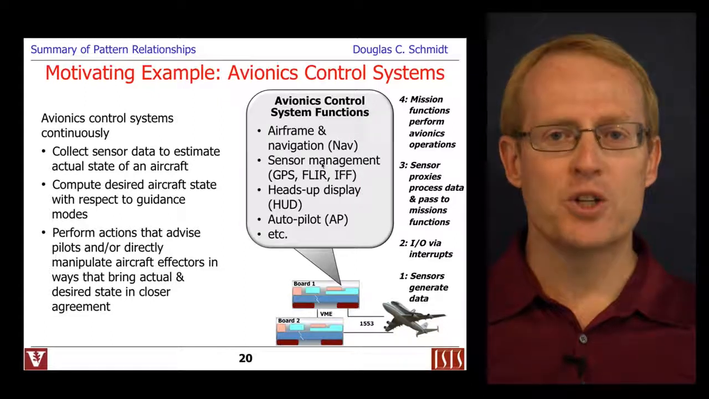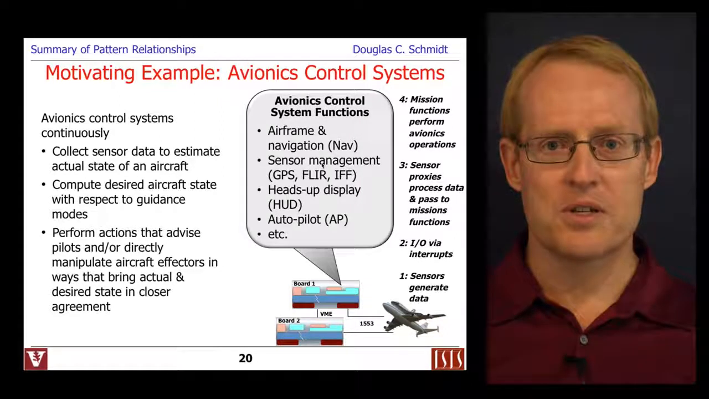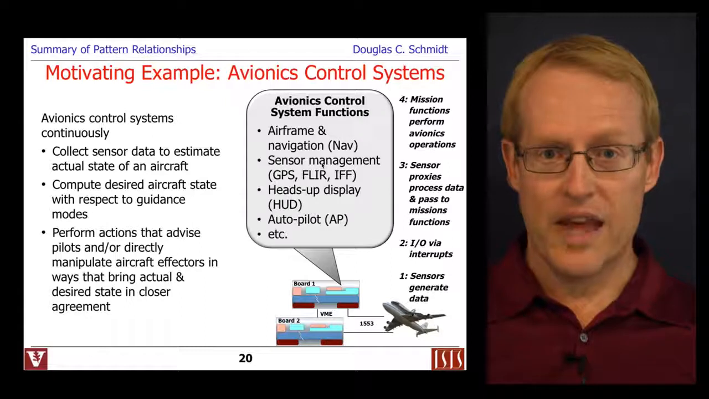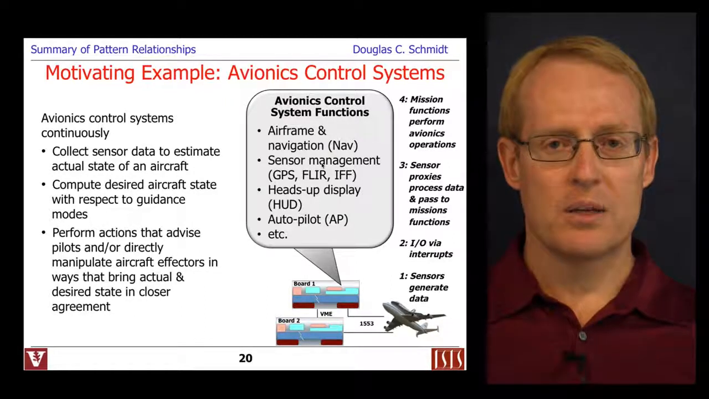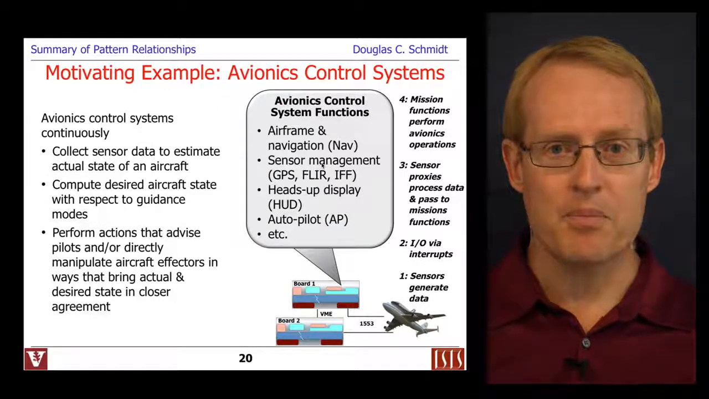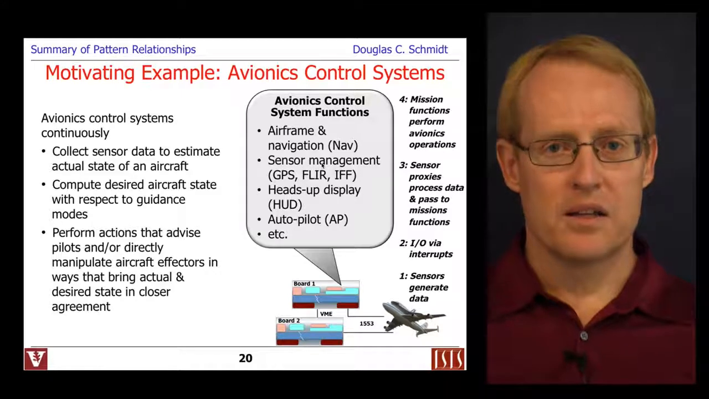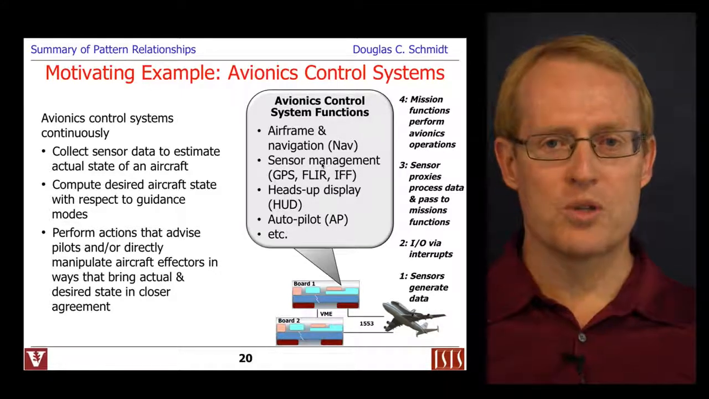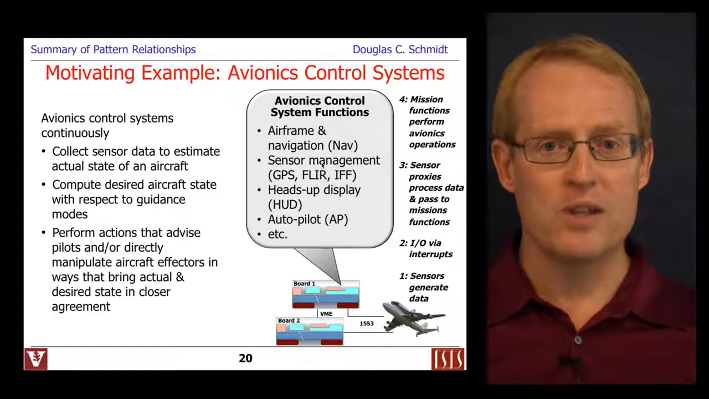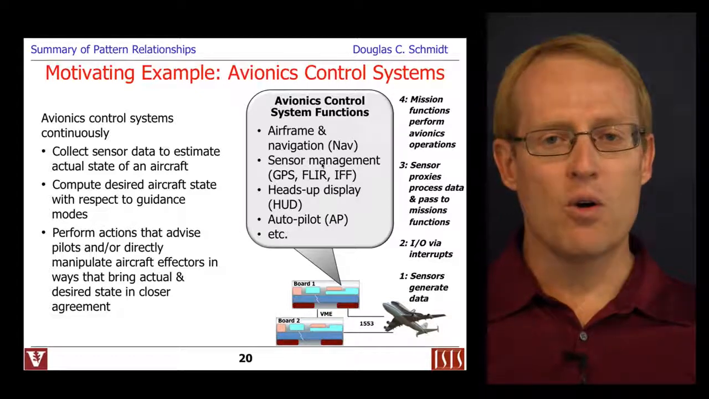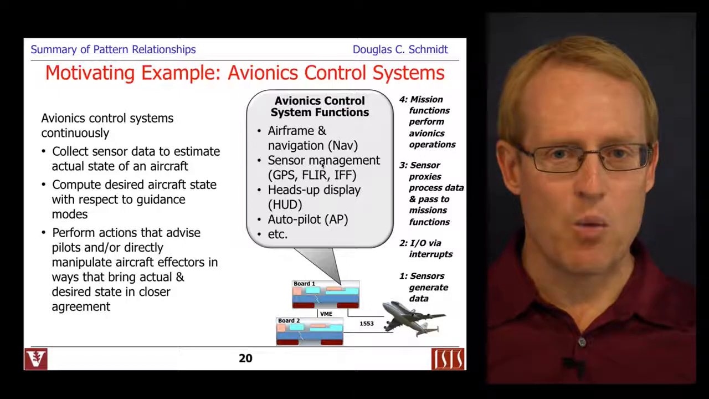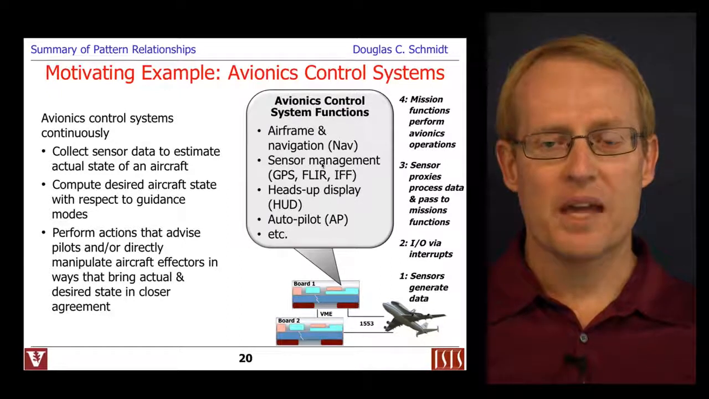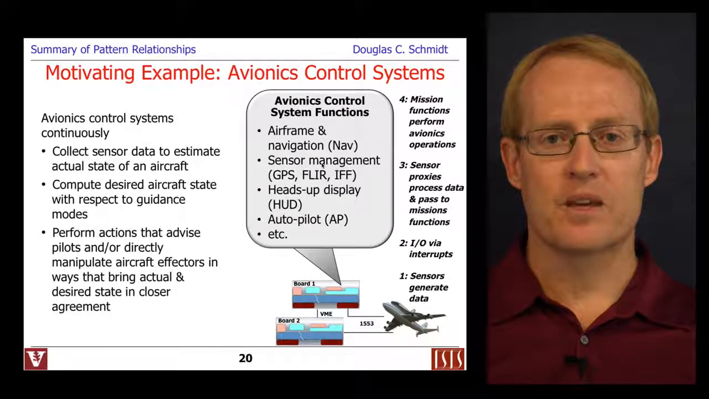Some of the common functions you find in an avionics control system would include things like the heads-up display that provides easily accessible information to pilots to avoid distracting them by having to look down at their cockpit dashboard. Things like autopilot, which are used to navigate the plane between waypoints automatically, and a whole variety of different sensors that collect information about where the airplane is and what is going on around it.